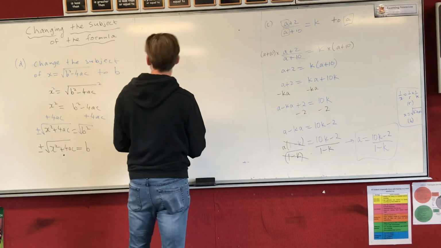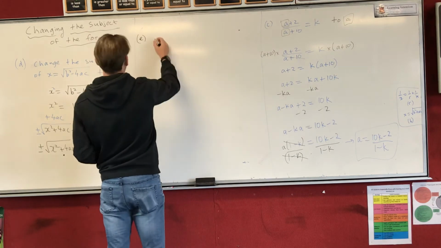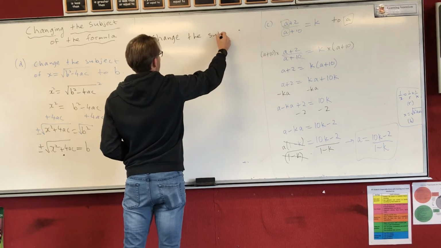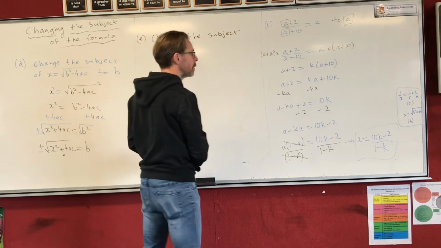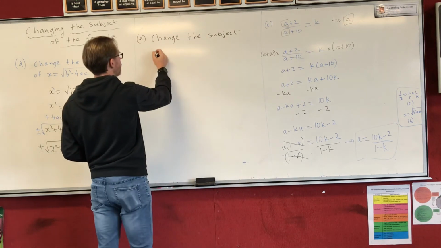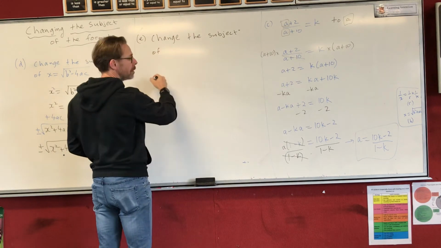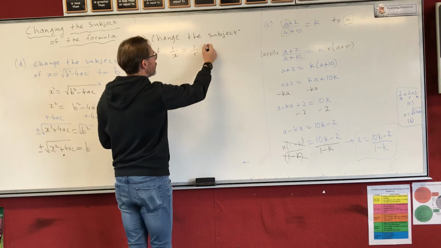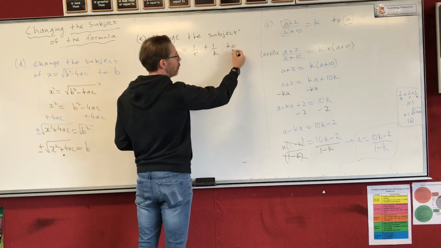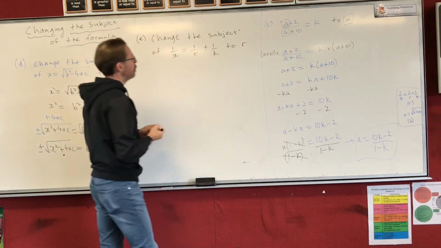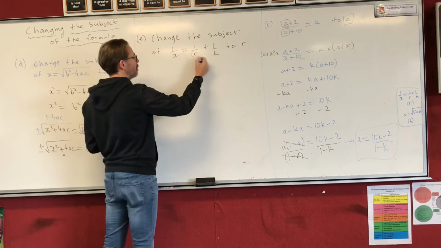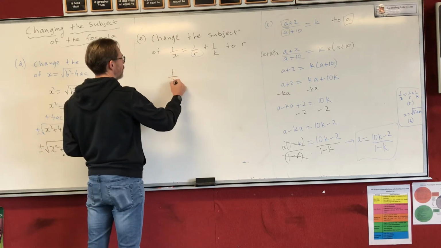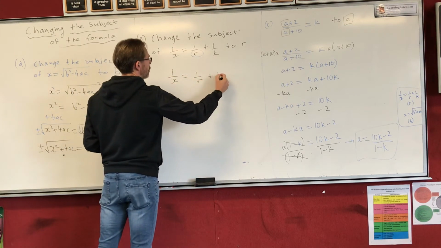Okay, so this is part E. Alright, change the subject of 1 over x equals 1 over r plus 1 over k to r. So we've got to make r the subject. That means we've got to get this all by itself. So let's write the question out again. So 1 over x equals 1 over r plus 1 over k.